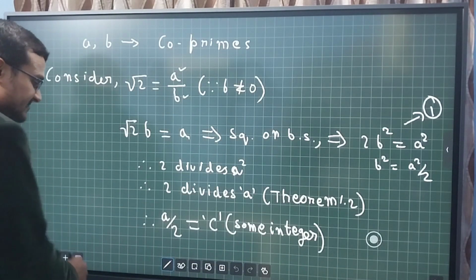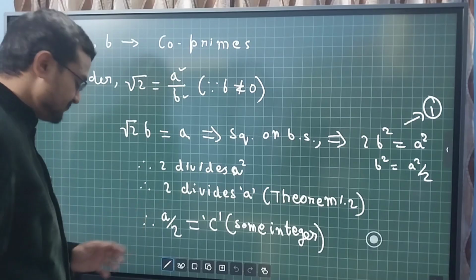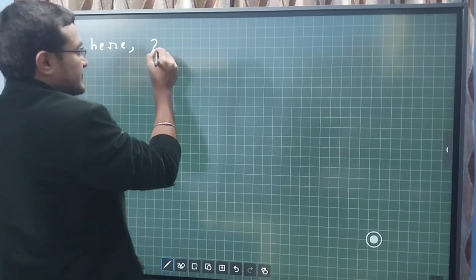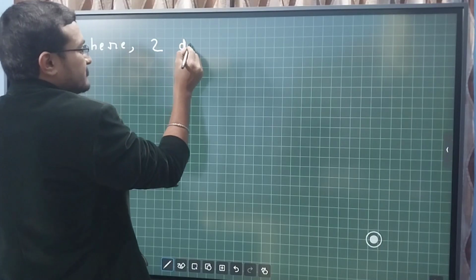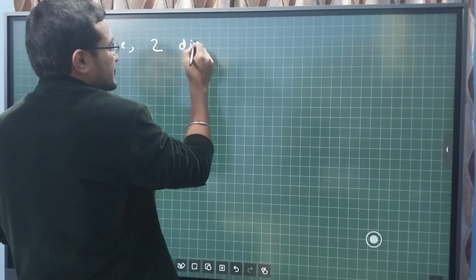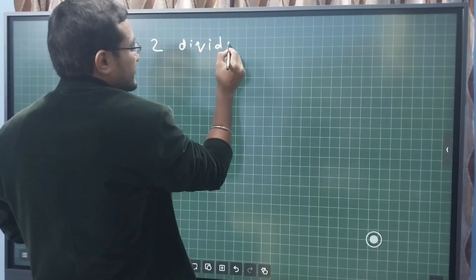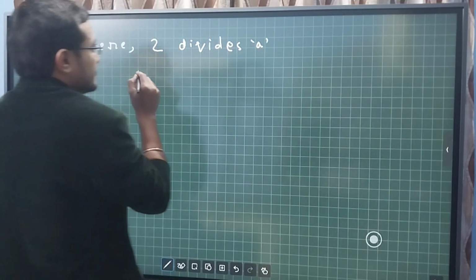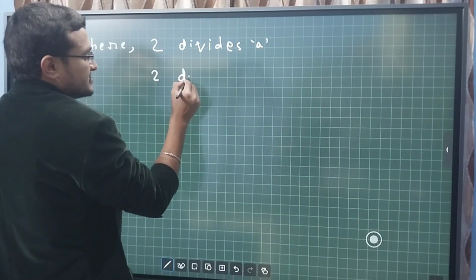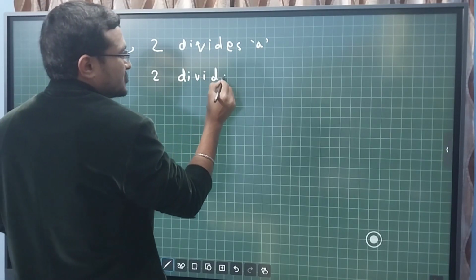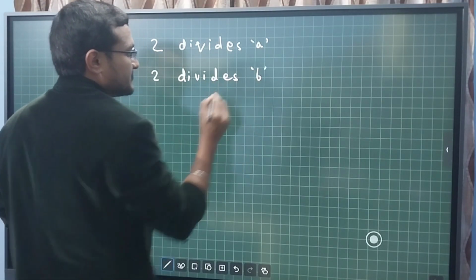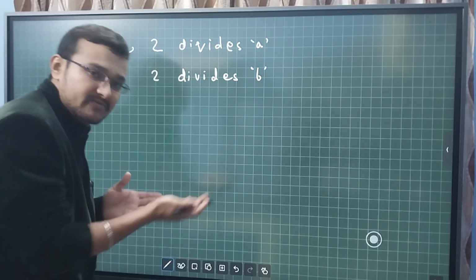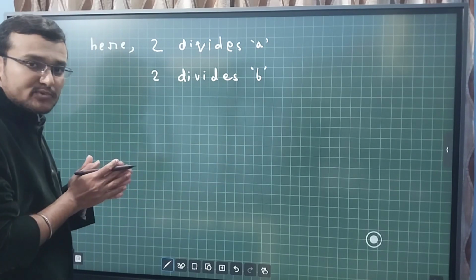So in the previous slide we had proved that 2 divides A, and here we are proving that 2 divides B. So here 2 is dividing A, and 2 also divides B. So here 2 is also dividing A and 2 is also dividing B. So this is what we have proved now.